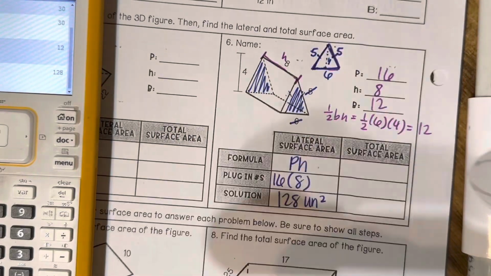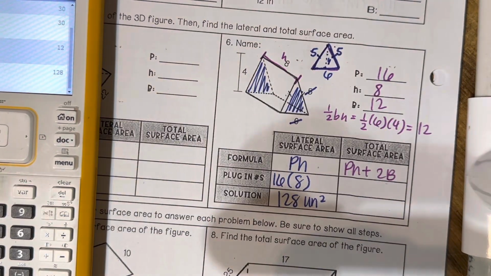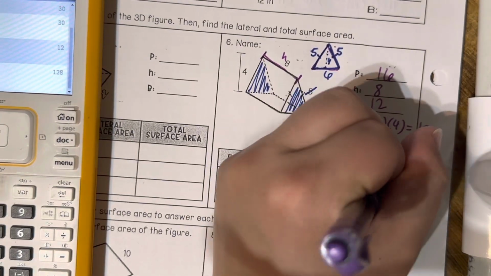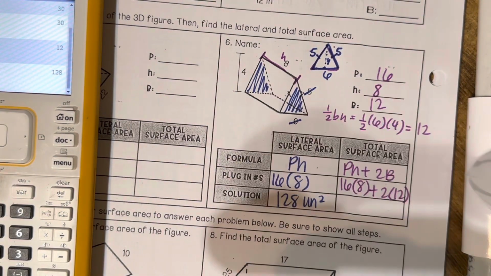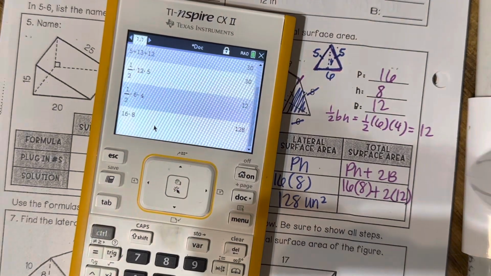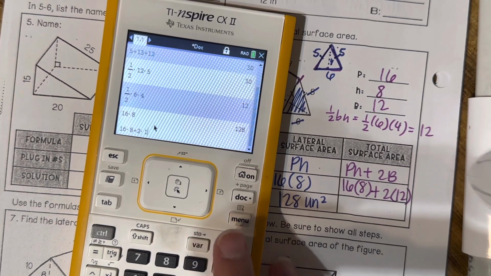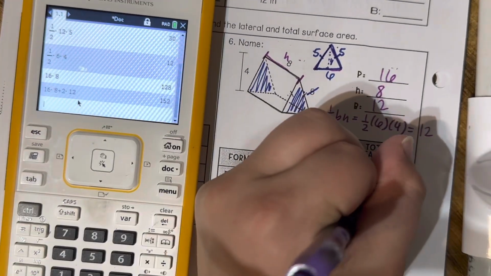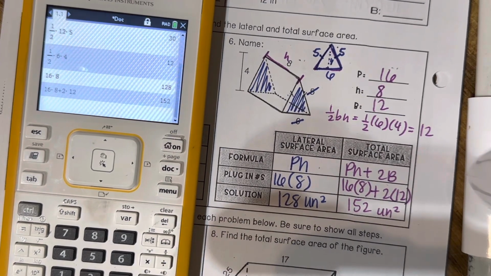Total surface area, I have the formula PH plus 2 times big B. So my P is 16 times my H, which is 8, plus 2 times the area of my base, which is 12. And then I can plug that in my calculator exactly how it looks. 16 times 8 plus 2 times 12. Hit enter, and I get 152 units squared. And that's how you find the lateral and total surface area of a triangular prism.